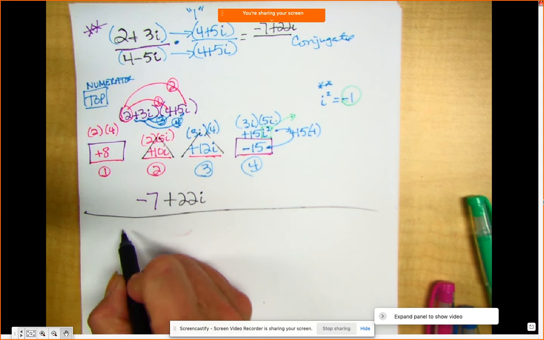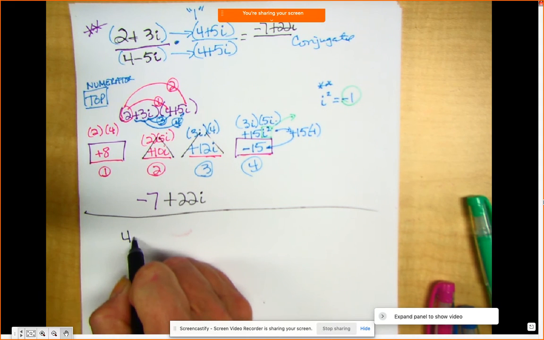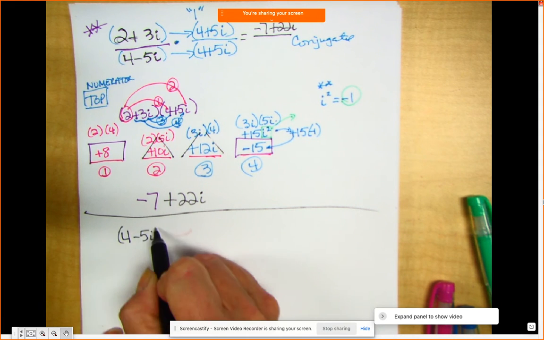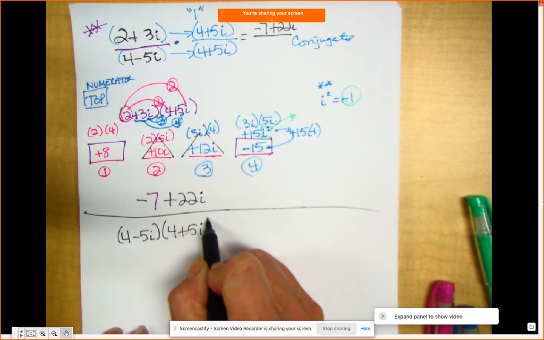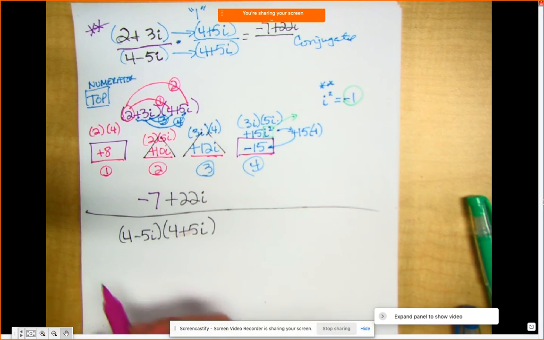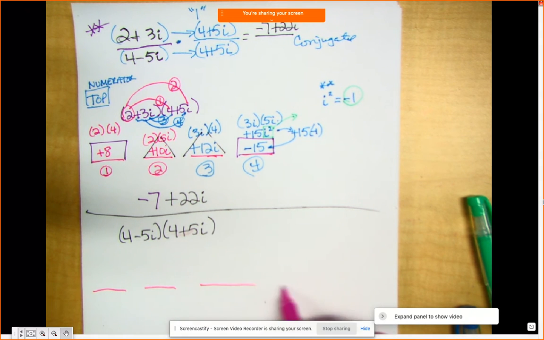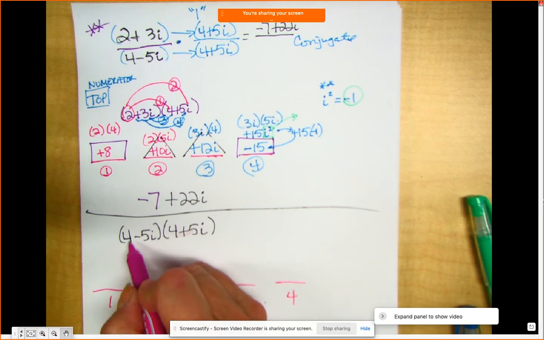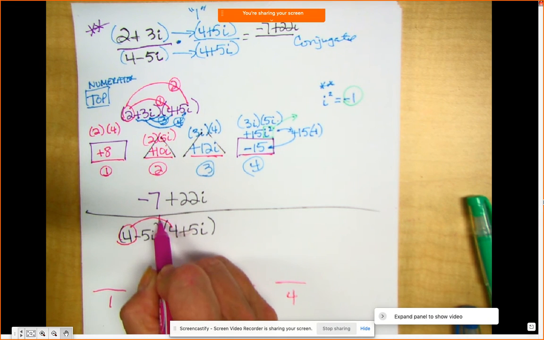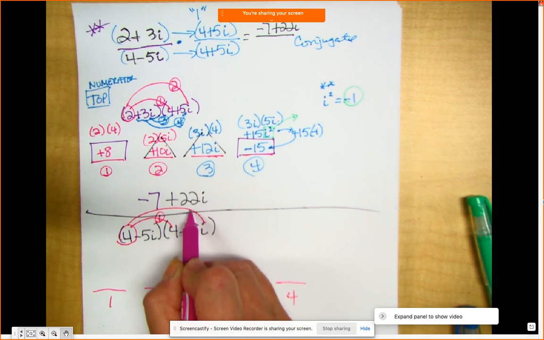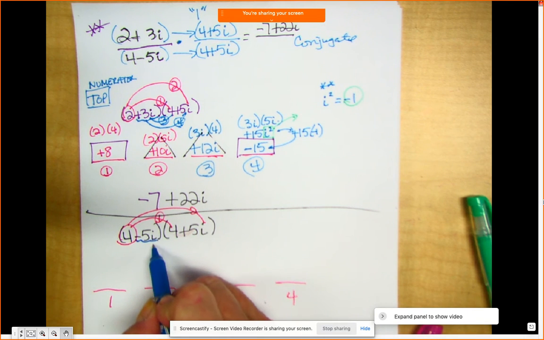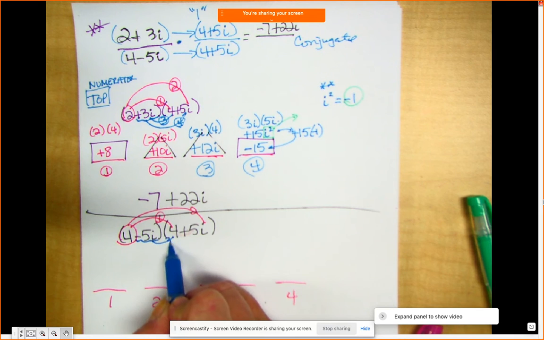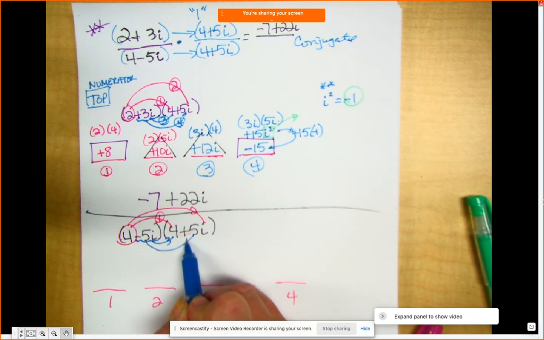Okay, bottom. I've got 4 minus 5i multiplying its conjugate, 4 plus 5i. Okay, I'm going to do the same thing. 4 lines. 1, 2, 3, 4. Okay, here's the first one. Here's number 2. Make sure you take that negative. Here's number 3, and then here's number 4.